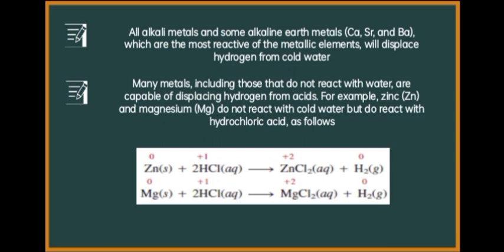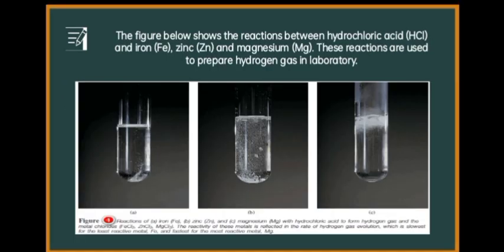Let's go to the second chemical equation. The figure below shows the reaction between hydrochloric acid and the iron, zinc, and magnesium. So these reactions are used to prepare hydrogen gas in the laboratory. As you can see in the figure below, the A here is the iron, and the B is the zinc, and the C is the magnesium, with hydrochloric acid to form hydrogen gas and the metal chlorides.